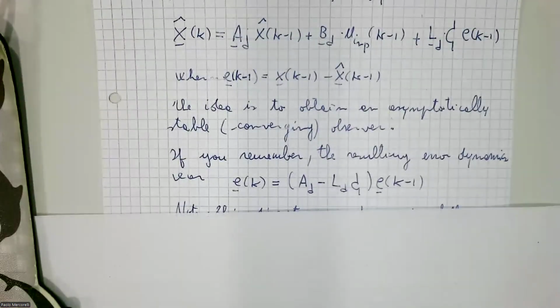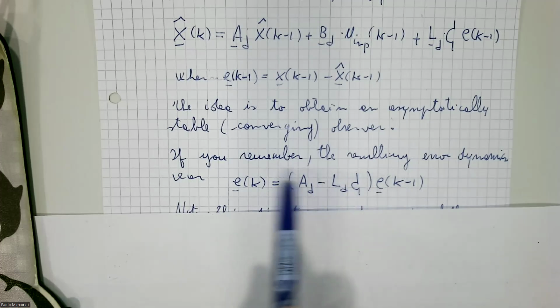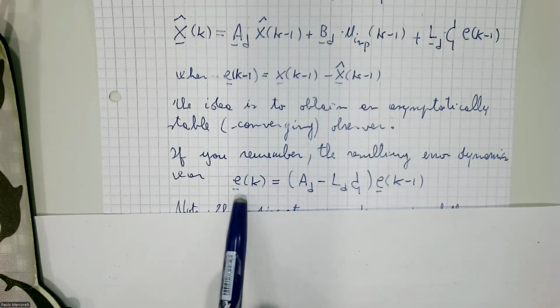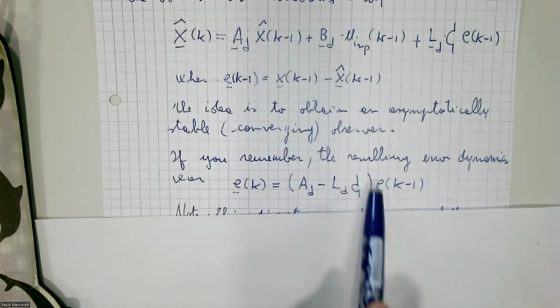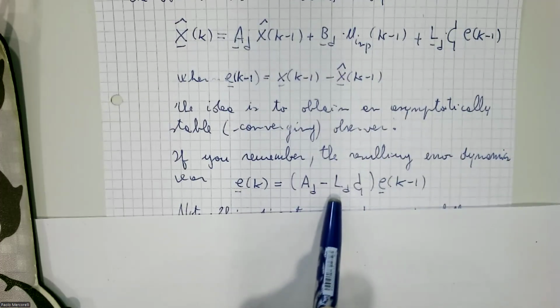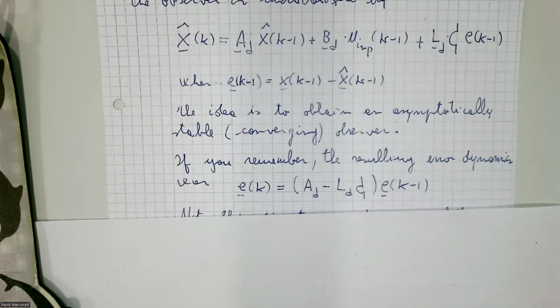The idea here is to obtain an asymptotically stable, converging observer. This means something like that, in which the error at k is equal to a matrix, which depends on LD, times the error. In our case, we have just one measurement, so it is a column, multiplied by C, multiplied by the error.